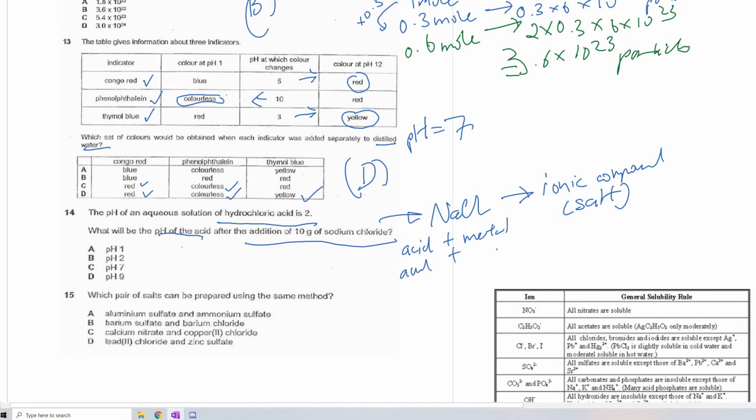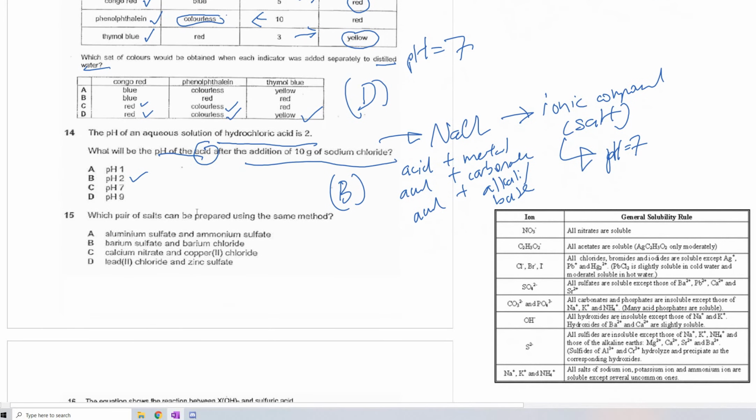acid plus carbonate, and acid plus alkali or base. Alright, none of these are salt, so there would not be any chemical reaction, thus the pH would still be at 2. Okay, so actually salts are neutral. They have a pH of 7. They will not react with acid, so the pH will not change.